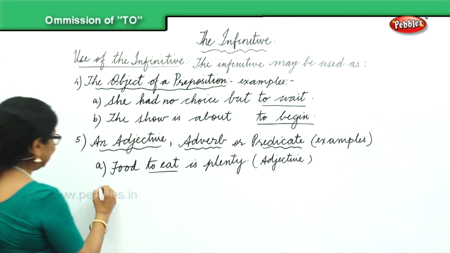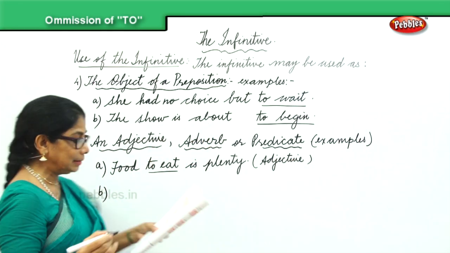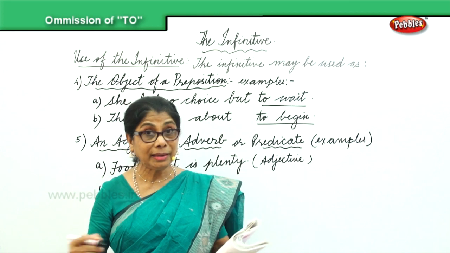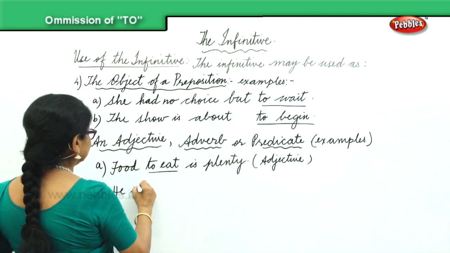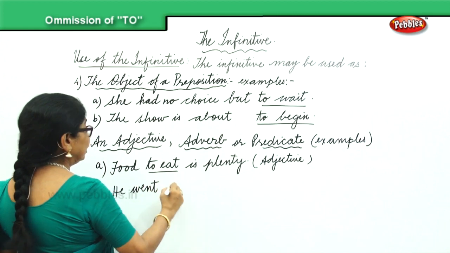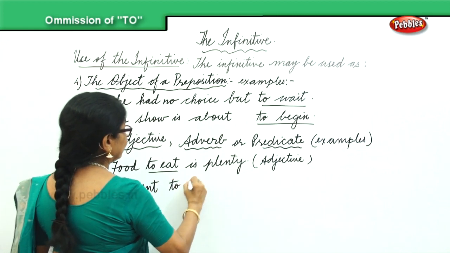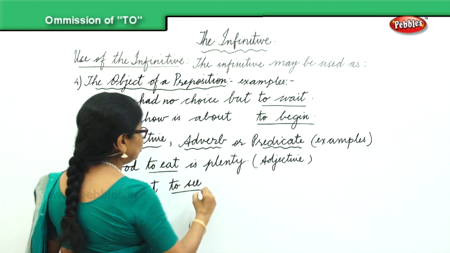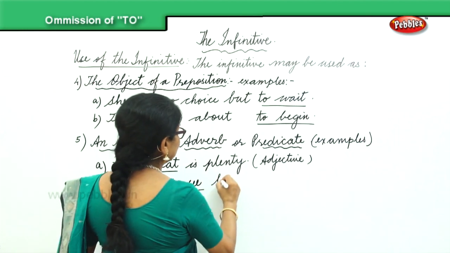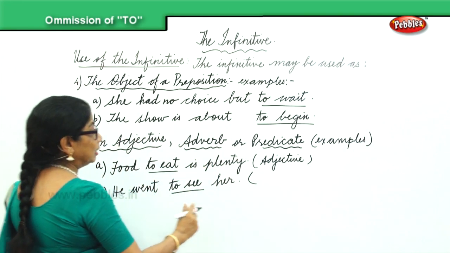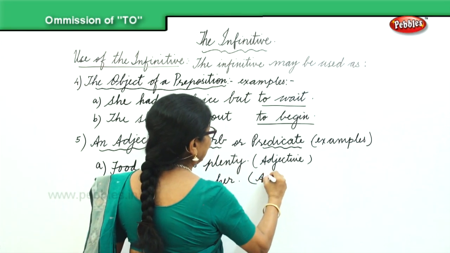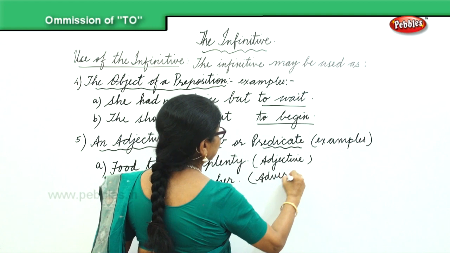And the next example you have here is, he went to see her. He went to see. Here, to see her. So in this sentence, it is used as an adverb.